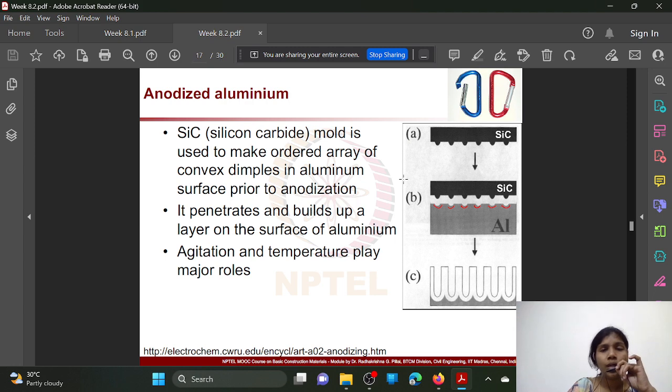This is one type of anodizing process, where a silicon carbide mold is used to make an ordered array of convex dimples in the aluminium surface prior to anodization. Before anodization, this silicon carbide mold is pressed onto the aluminium metal, and it makes some undulations on the surface, and in these undulations you can pour the dye, in whichever color you want the specimen.